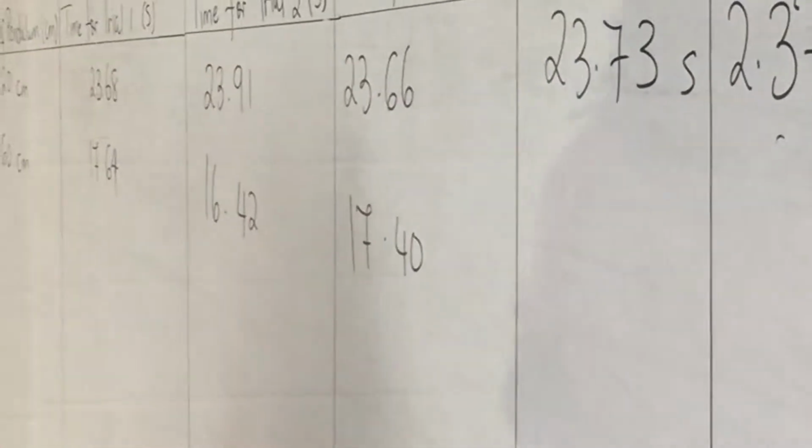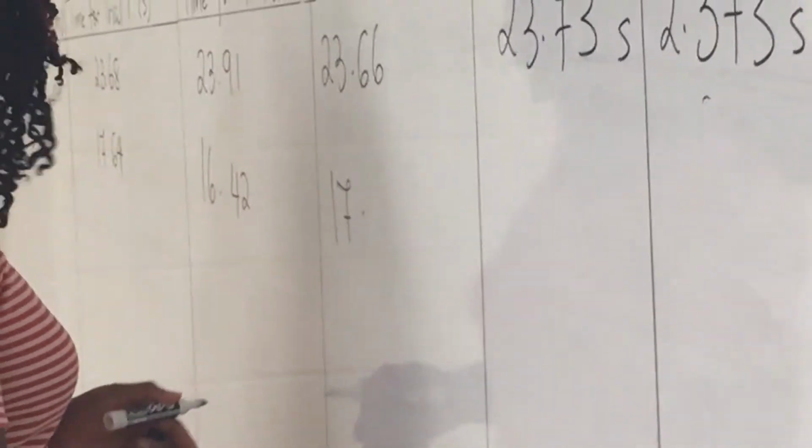17.40. Now it seems like I need to do one more trial to determine if it's 16.something or 17.04. Oh, 17.04. But I still need to do another trial to see if this is 16 point something or 17 point something. So one last trial. All right, so here I have the bob at the equilibrium position.